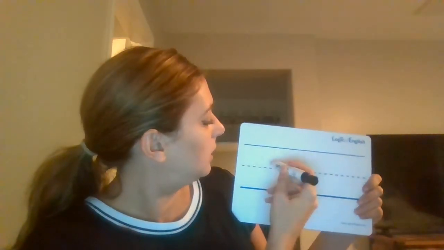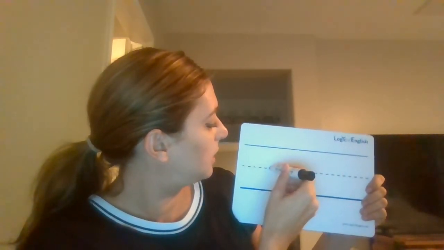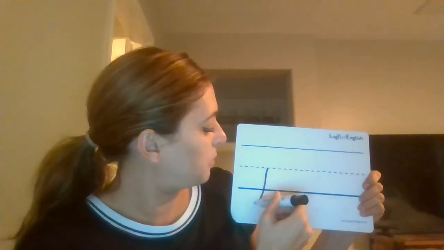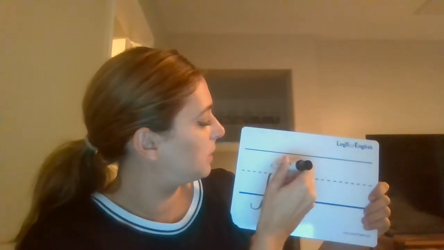That's our letter J. Let's practice that one, please, 3 times. I'm going to do it at home as well. Starting at our midline, swinging down halfway below the baseline, small swoop, and I got my dot.